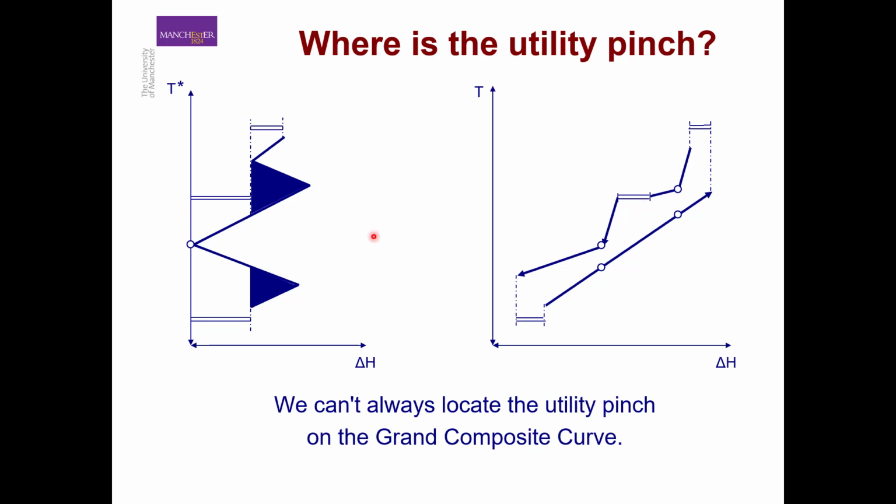Okay, so by converting our grand composite curve, or by adding utilities to our composite curve, we can actually see where different pinches lie in our process composite curves.